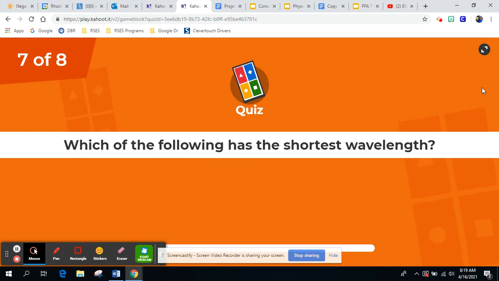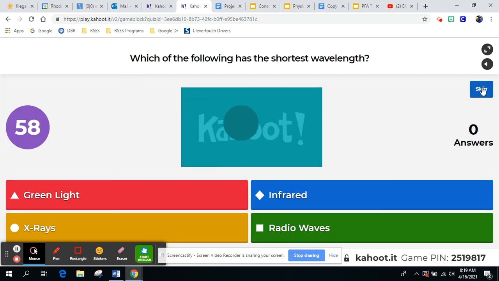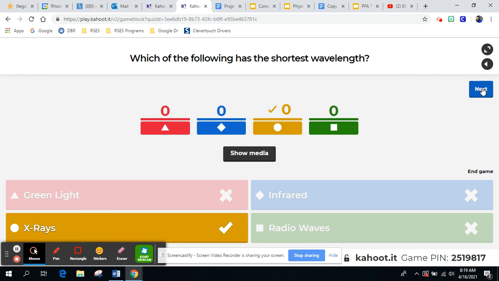Which of the following has the shortest wavelength? For this one, you'll have a picture, so I'm not too worried about this. Remember, short wavelengths are on the right side with the most energy, so it's going to be X-rays, but with a picture it makes it a lot easier.